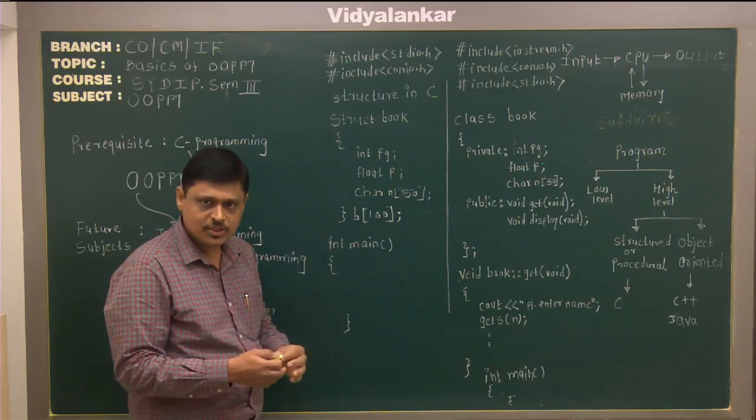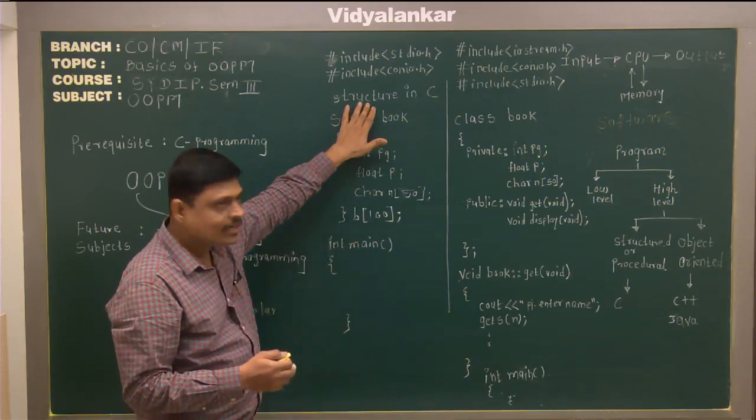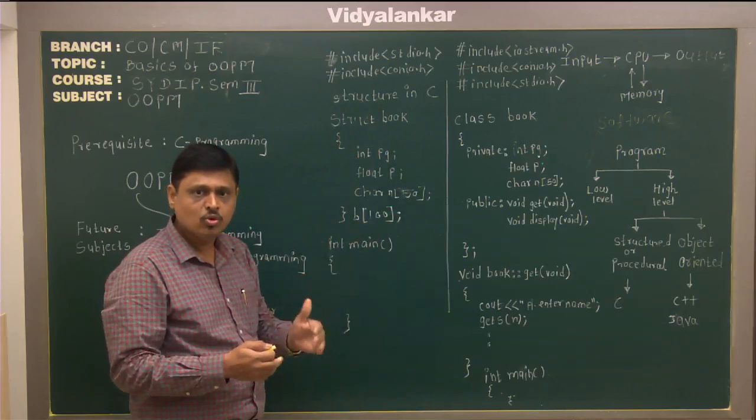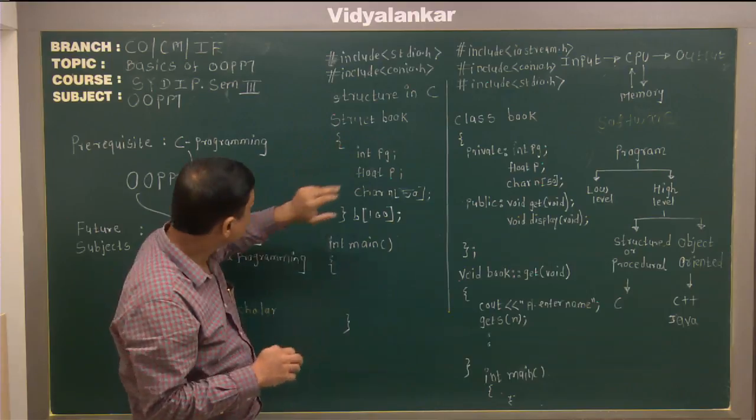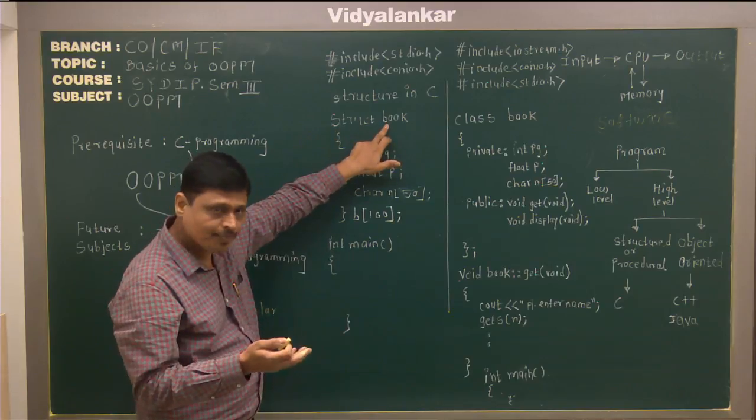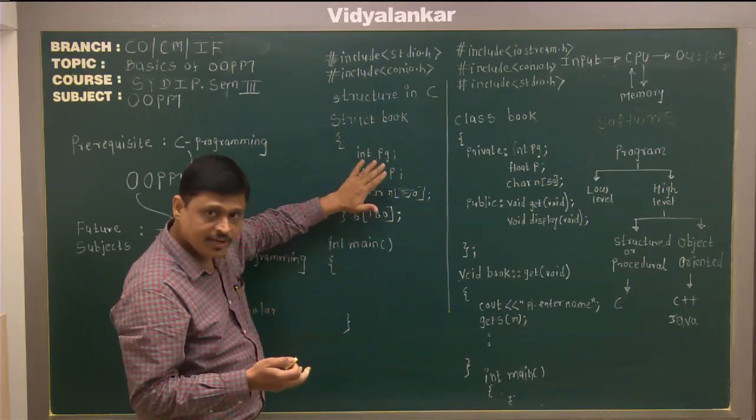Now everybody knows what a structure is. A structure is basically a variable we use to store record-type applications. In this program, if you observe carefully, I am creating a structure called book, and in that I am creating three variables.